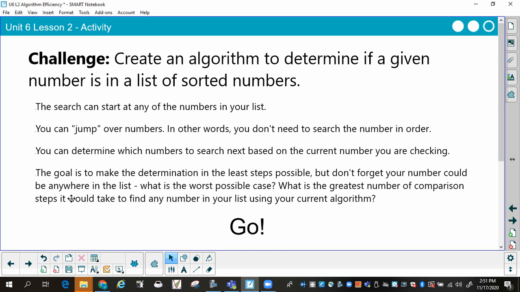But don't forget, your number could be anywhere in the list. What is the worst possible case? What is the greatest number of comparison steps it would take to find any number in your list using your current algorithm? Okay, remember, you're going to use your algorithm.